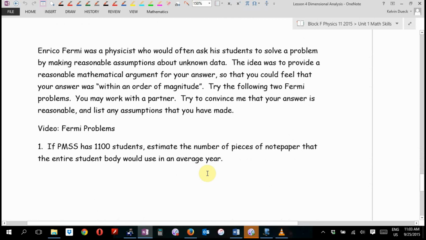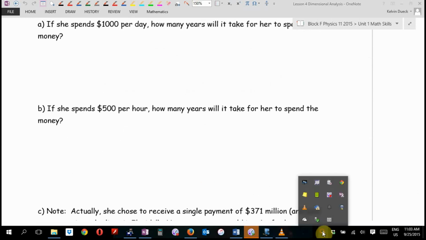And then we'll look at some Fermi problems. That's going to be next class. I do have a little bit of homework for you to get a start on.